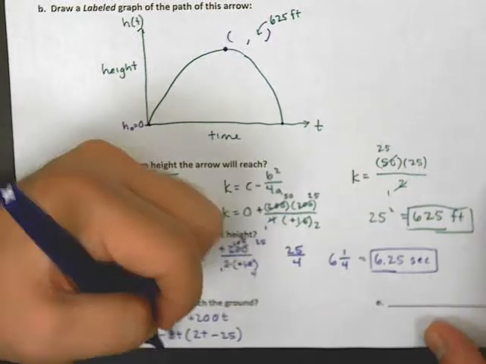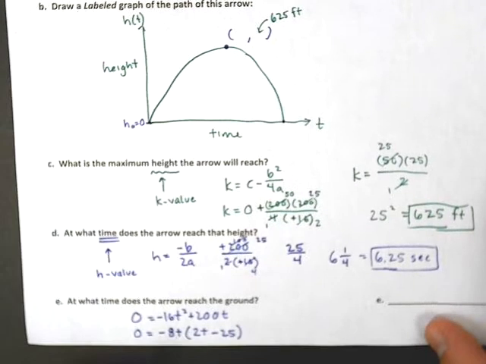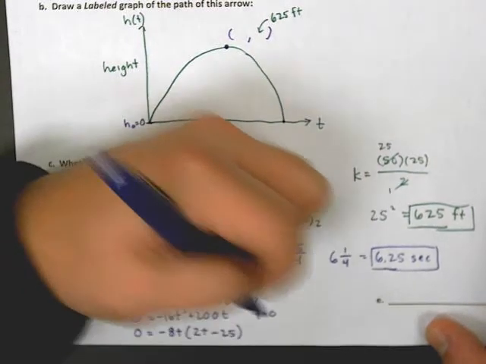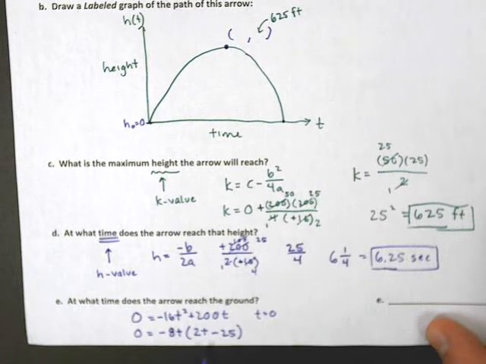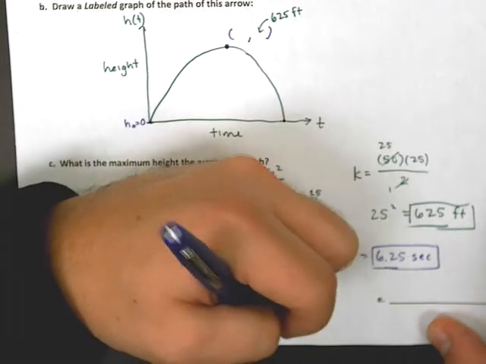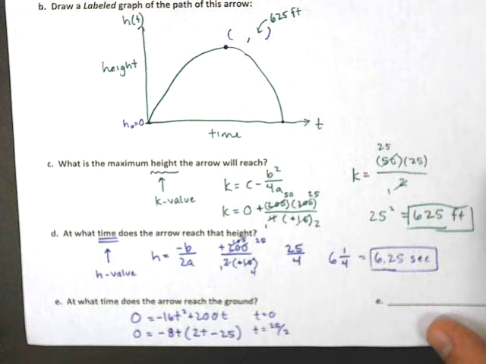So we're ready to solve this. We can use the zero product property. We know that if we use this factor, we get a t of 0. And from this factor, we get a t of 25 halves.